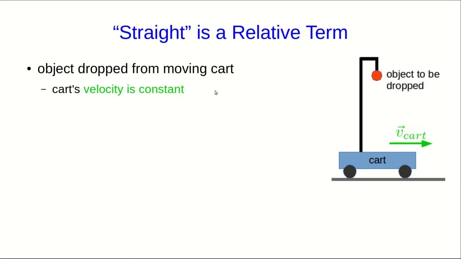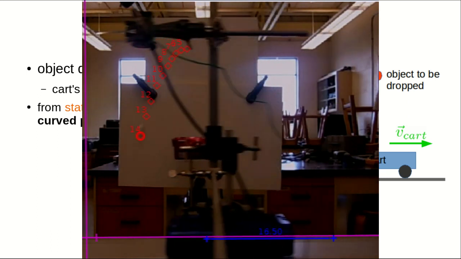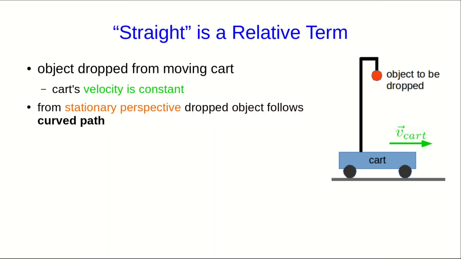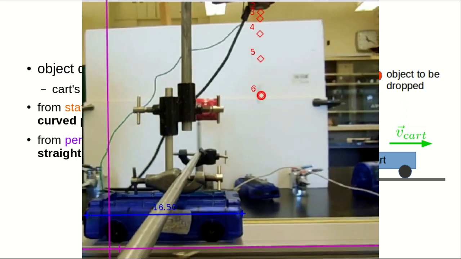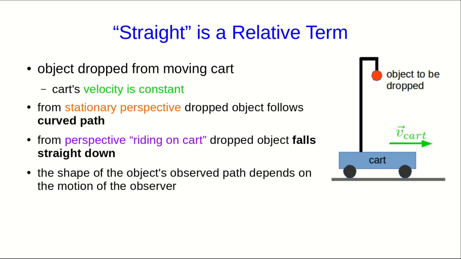Even the shape of the path that an object follows in two dimensions can be tricky because it can depend on the perspective from which you view it. So here's an example. Suppose we have an object that's being dropped, and it's being dropped from a moving cart. The cart is going at constant velocity. From the stationary perspective, say this camera, which is firmly attached to the lab bench, the dropped ball follows a curved path. However, I've also attached a camera to the cart, and you can see that from the perspective of the camera that's riding on the cart, the dropped object falls straight down. And so the shape of the path that the ball follows depends on how we look at it. It depends on the motion of the observer.